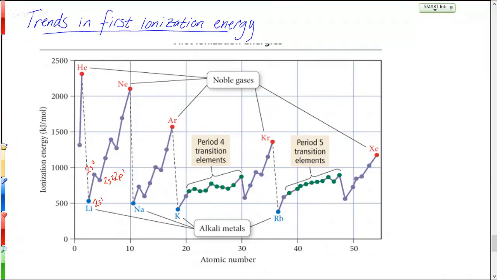There's also, so that explains that first blip, and that's going to happen all the way across because we always have that happening. So if we've got S1, S2, and then P1, those are the electrons that are being removed. S1, S2, P1. So removing that first P electron is always easier than removing the second S electron.